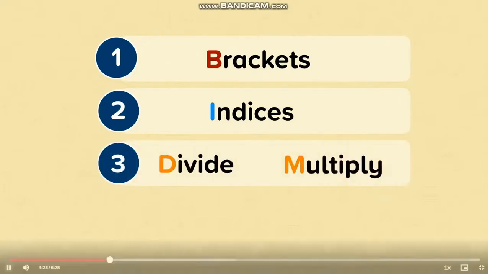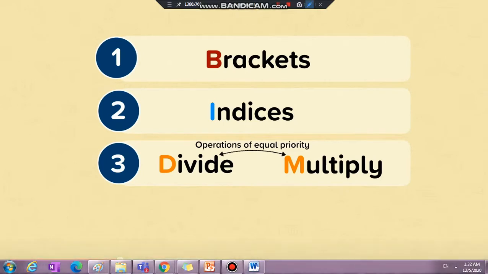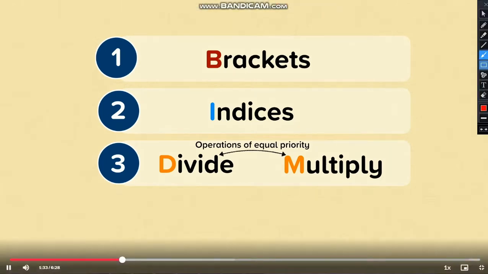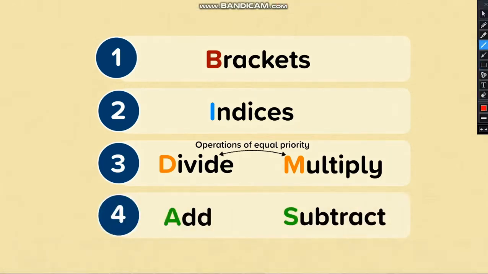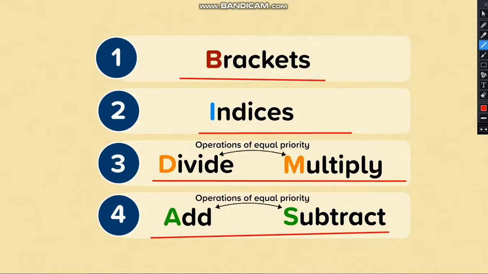The next part is division and multiplication, D and M. These are operations of equal priority. We simply complete the operations in order from left to right. The next part of BIDMAS is A and S for add and subtract. Again, they're operations of equal priority. They come last in BIDMAS, but if you have both of them in a problem, again, you'd solve them from left to right. We need to follow the order of operations to solve problems correctly.